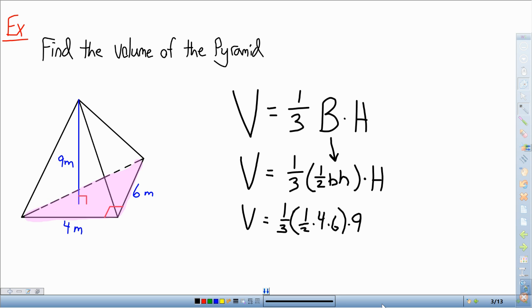And then from here, it's just a matter of plugging this into our calculator. By the way, this is all multiplication. We don't necessarily need the parentheses, though you could put them if you wanted. I'm just going to go ahead and multiply it all together. So 1/3 times 1/2 times 4 times 6 times 9. Let's see if I can remember that.